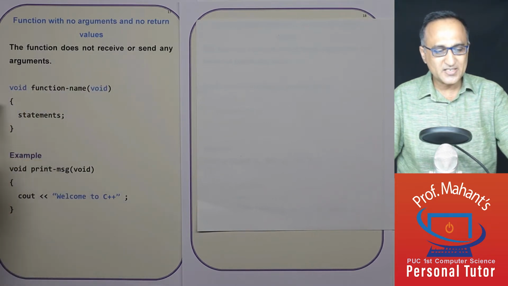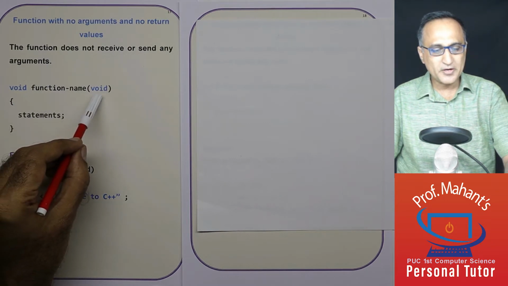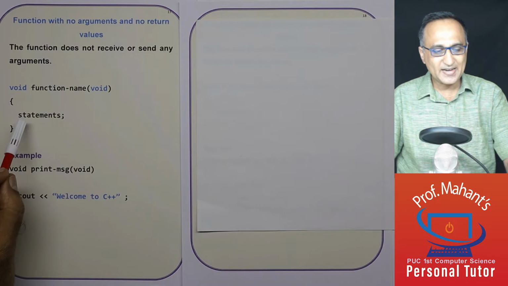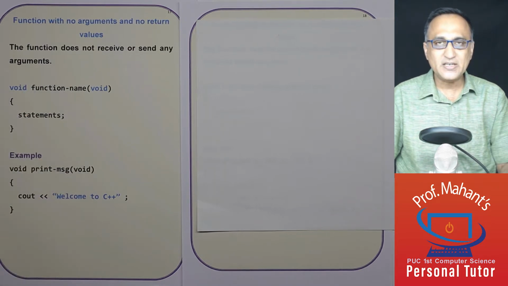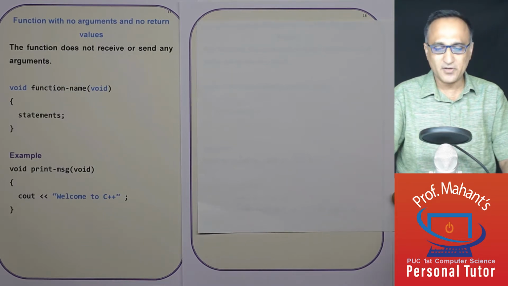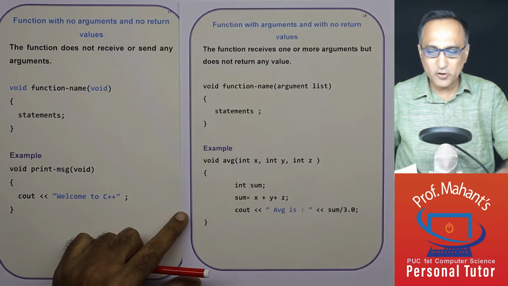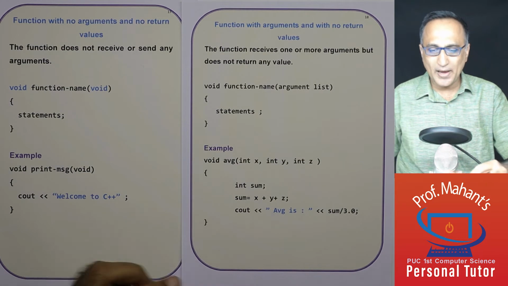So the general syntax of this is void, name of the function, void to indicate no parameters, and these can be executable statements. So such a function does not receive or send any data back. That's the type of first function. Now take a look at a function with arguments but no return values.